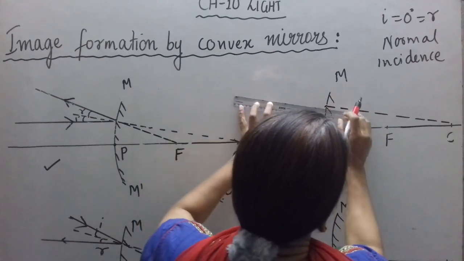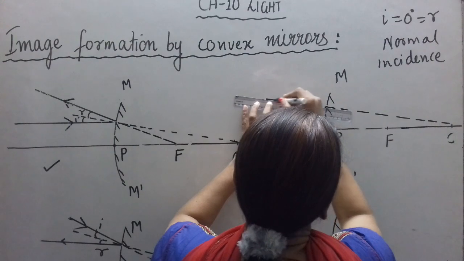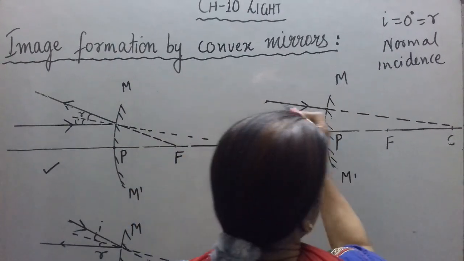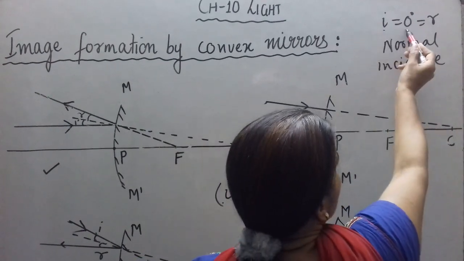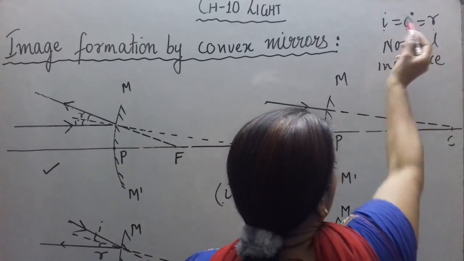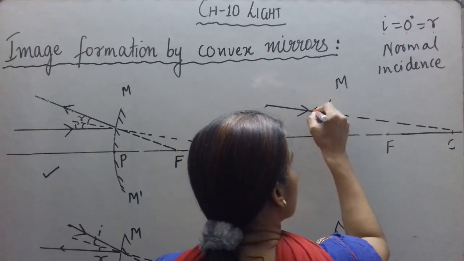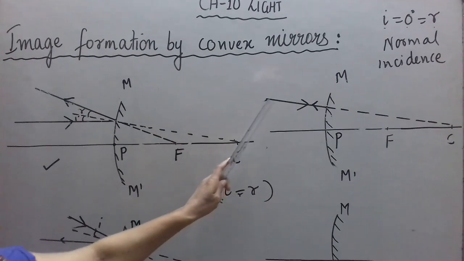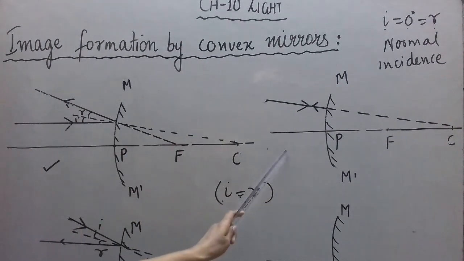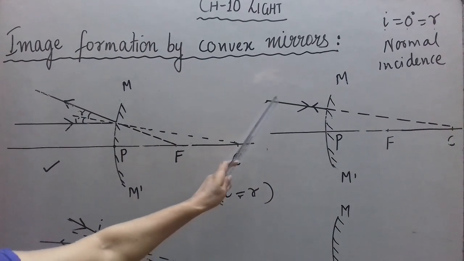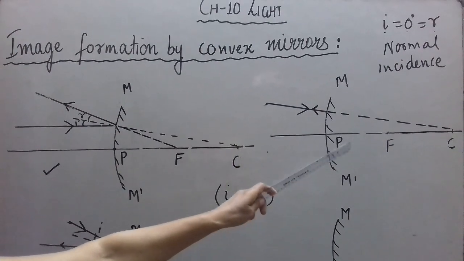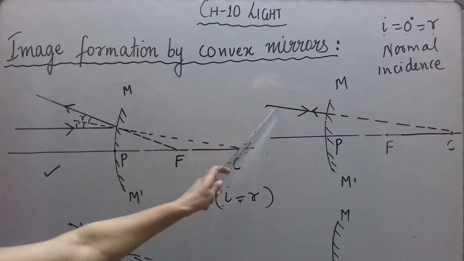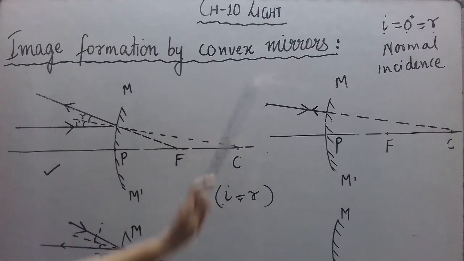So if my incident ray is directed towards the center of curvature, it means it is along the normal, so I is equal to 0 degrees. R should also be 0 degrees. It means my reflected ray will be this. It will retrace its path back. So in this case, the next rule is, whenever an incident ray is directed towards the center of curvature in the case of a convex mirror, after reflection it reflects back along the same path.